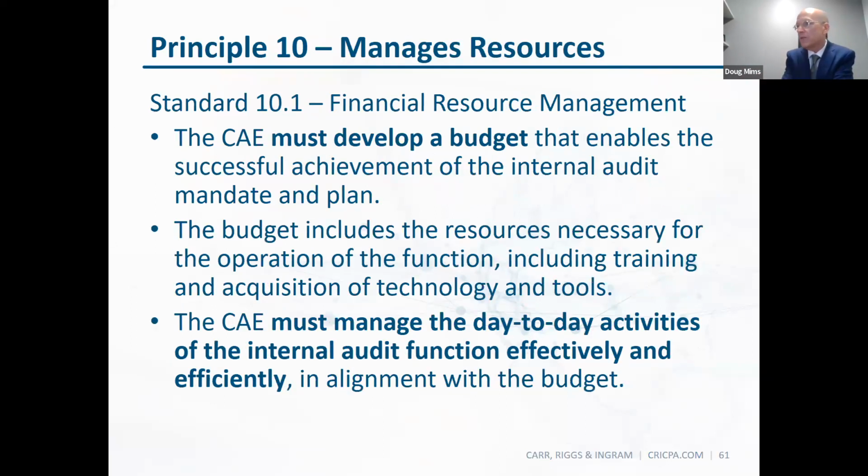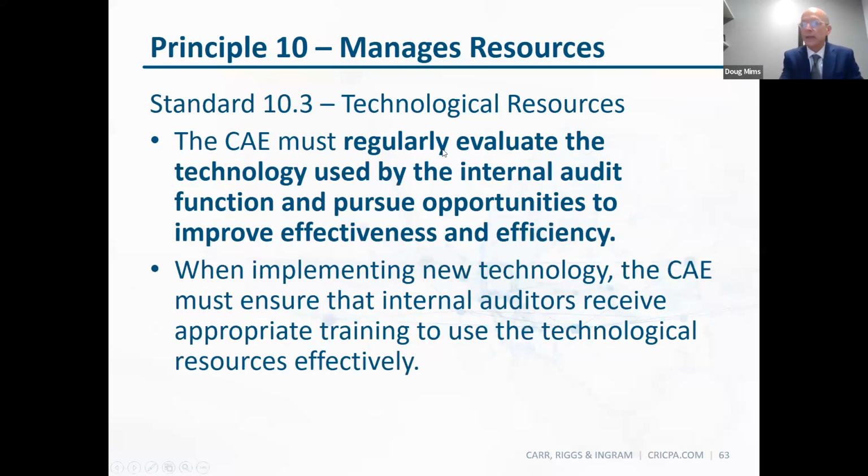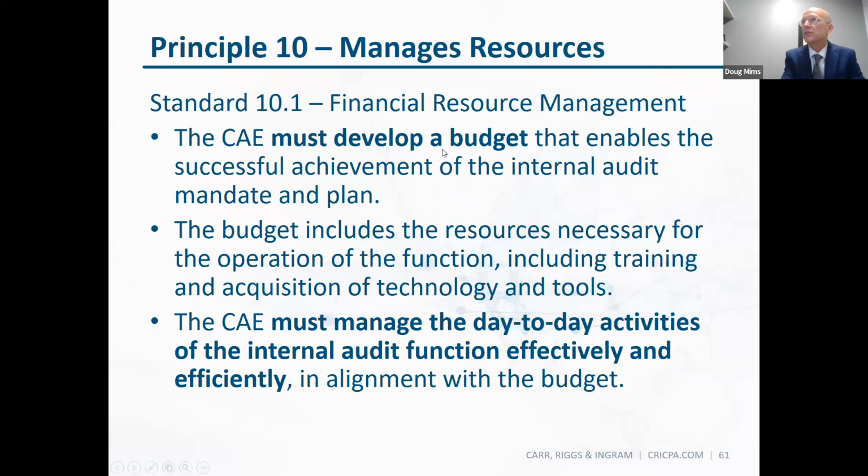Standard 10.1, financial resource management. The CAE must develop a budget. The CAE must manage the day-to-day activities of the function effectively and efficiently. So this is speaking to resources, making sure you've got a budget, making sure you're trying to be as efficient and effective as possible under that program, things we all do every day.